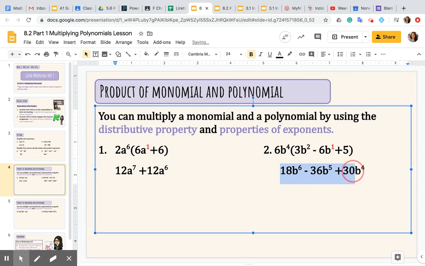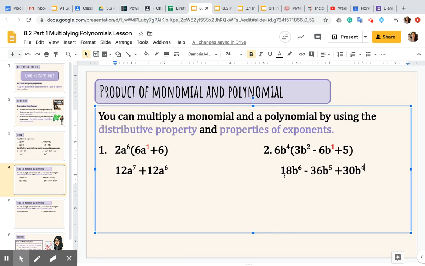And same thing like last time. I can't combine any of these terms. This is a b to the 6, this is a b to the 5, this is a b to the 4. They are all different terms. None of them are alike. I would not use properties of exponents because these terms are not being multiplied. They're being added and subtracted. You can't use properties of exponents like that when things are being added and subtracted. This entire polynomial is my final answer.